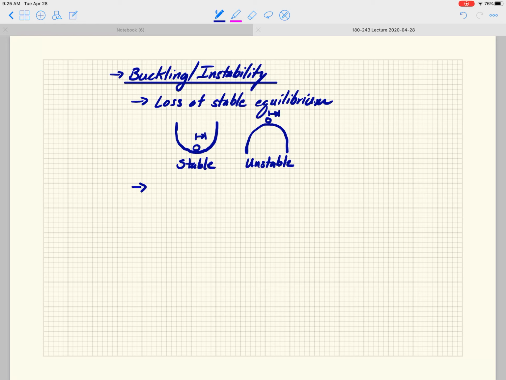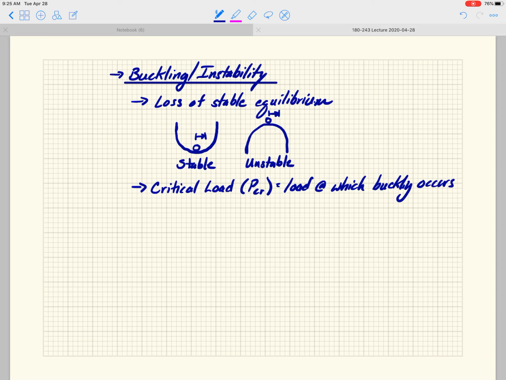Okay, so the second thing that we have to define here is a critical buckling load, or I guess they just call it a critical load. It's known as P critical, and that is the load at which buckling occurs. If I load something up to P critical, it's at that point where it's going to become unstable.